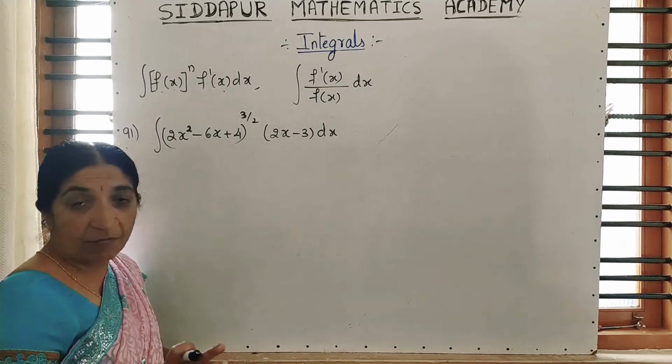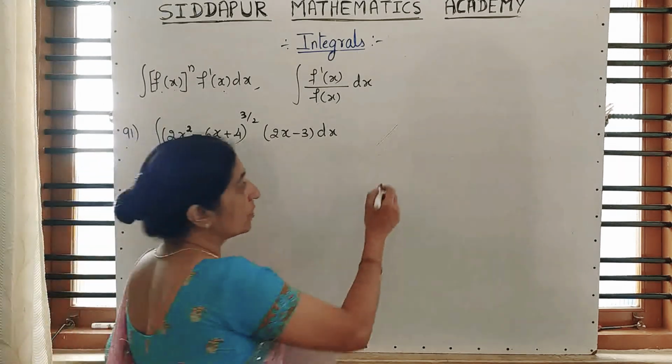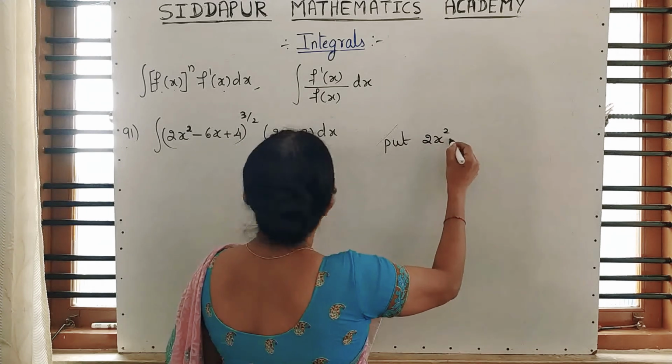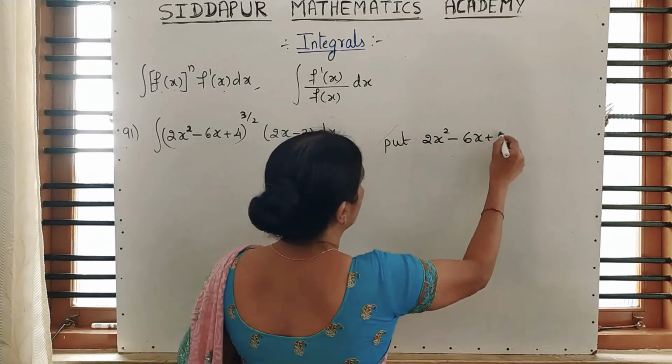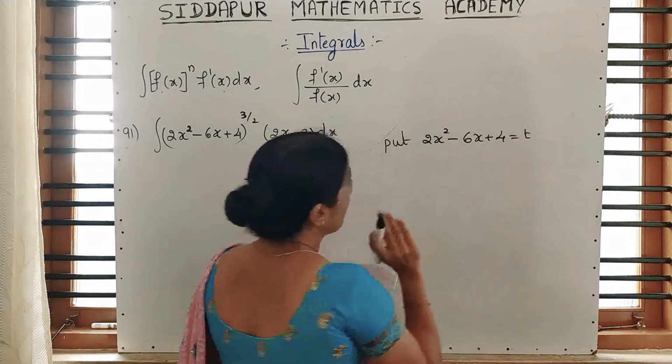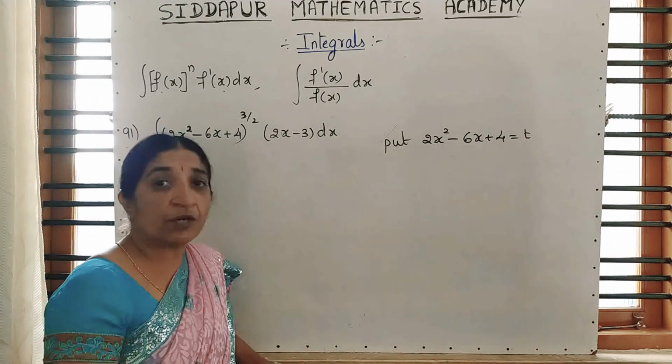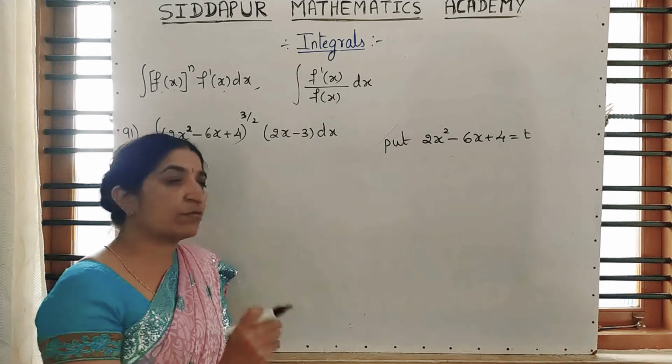Already you are familiar with basic differentiation, so with the help of that basics only, 2x square minus 6x plus 4 is equal to t. Remember, whenever you are moving for a substitution, write down without power, only in a few examples with power.